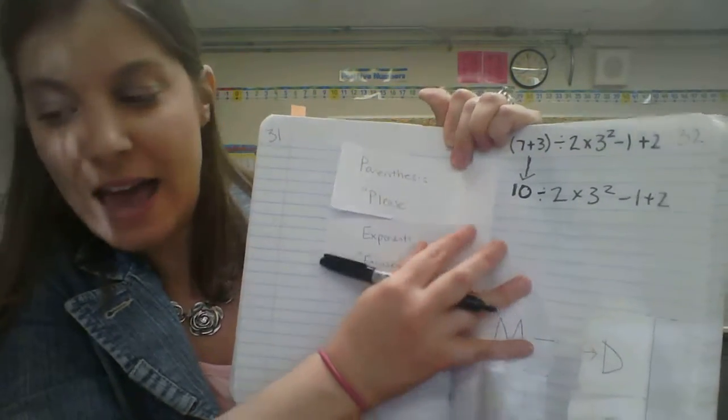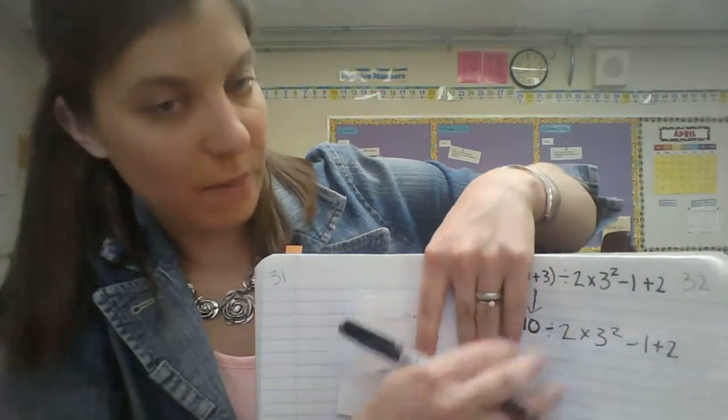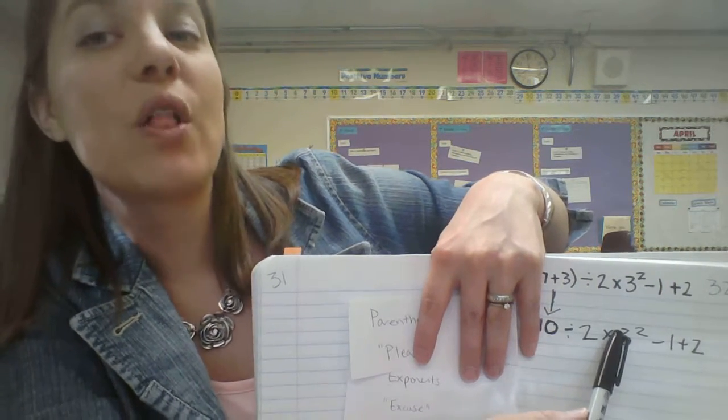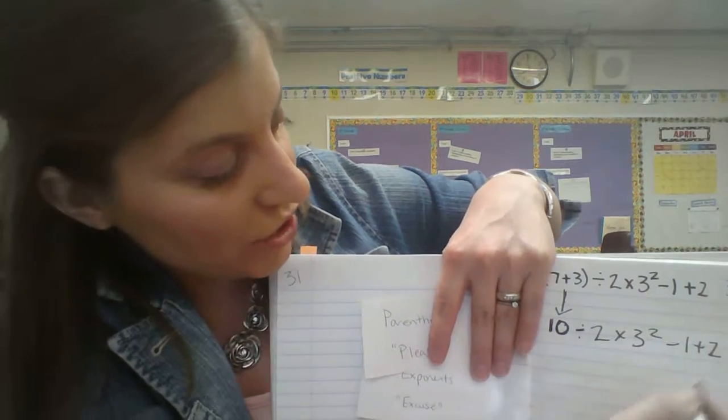Now we're going to move on to exponents. Remember, exponents are these powers right here, 3 to the second power, or 3 squared. And remember, this doesn't mean 3 times 2, it means 3 times 3. So that's what we're going to do next. So again, I'm going to draw my arrow down.